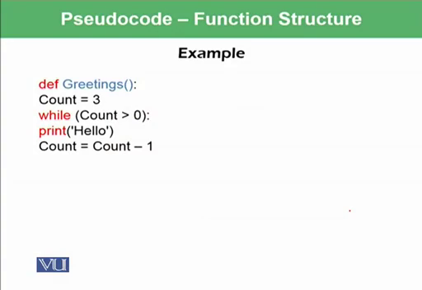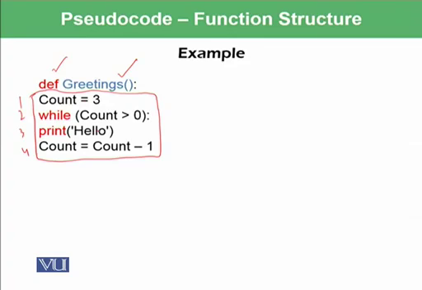For example, we have said def greetings. This means whatever we define over here, these 4 lines, 1, 2, 3, 4, all of them will have one name, that is greetings, because we have defined the greetings function with the word def, which is a definition keyword to define functions. Then we have said count is assigned 3, and while count is greater than 0, print hello.